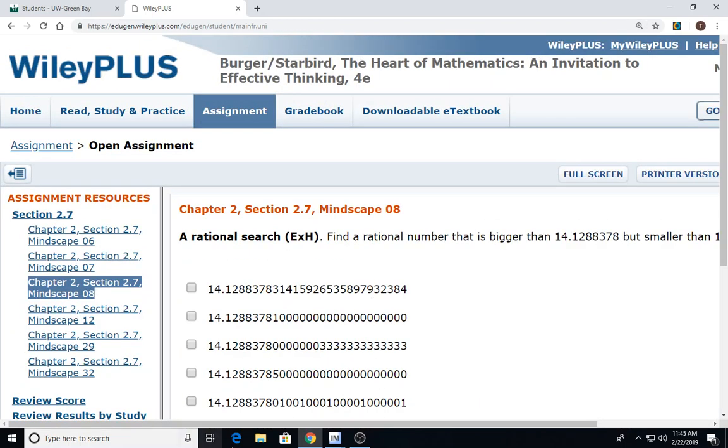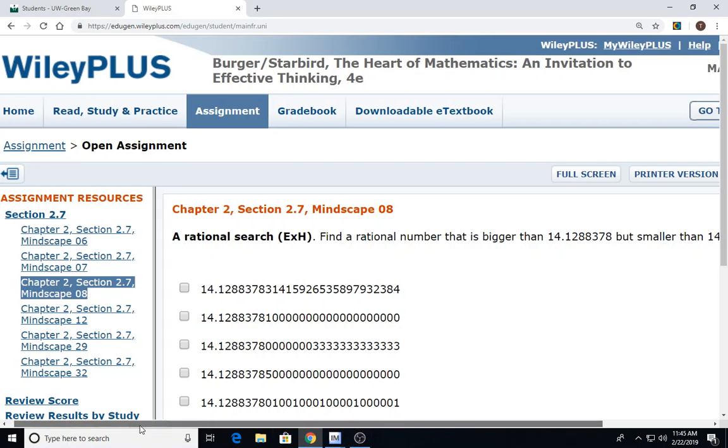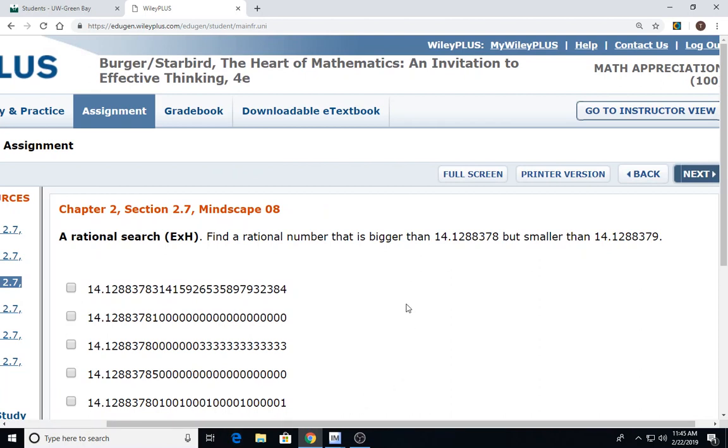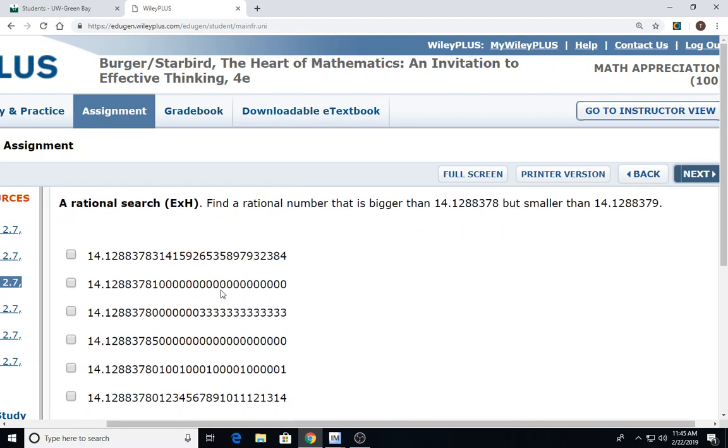So we need numbers that are bigger than 14.128378, but smaller than 14.128379, and they have to be rational. The author of the problem should have put little dot dot dots, because these end in patterns that are supposed to continue. For example, this one ending in zeros is supposed to continue in zeros. This one's supposed to continue in threes. This one zeros. This one has a pattern, so you should have 6 zeros, then a one, then 7 zeros, then a one.